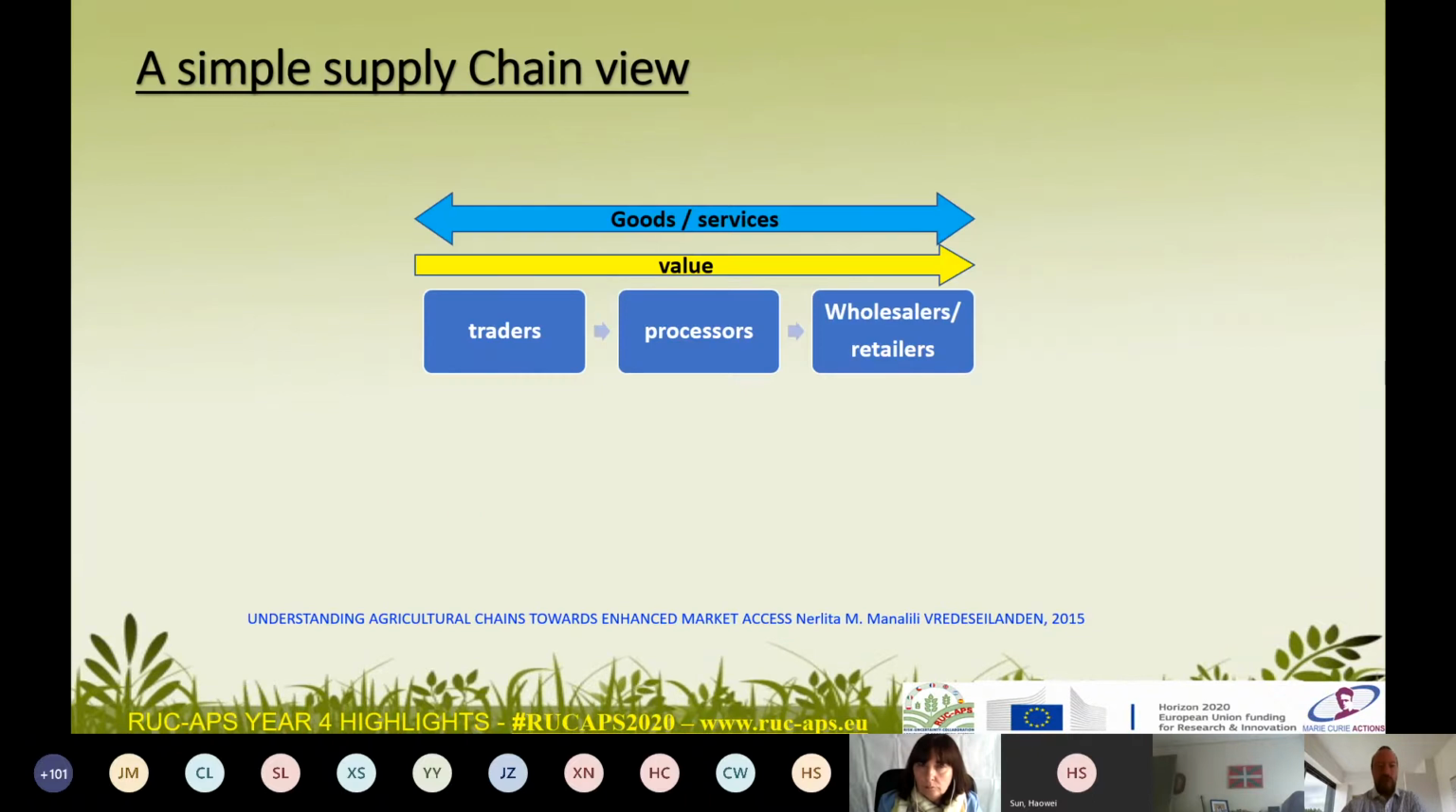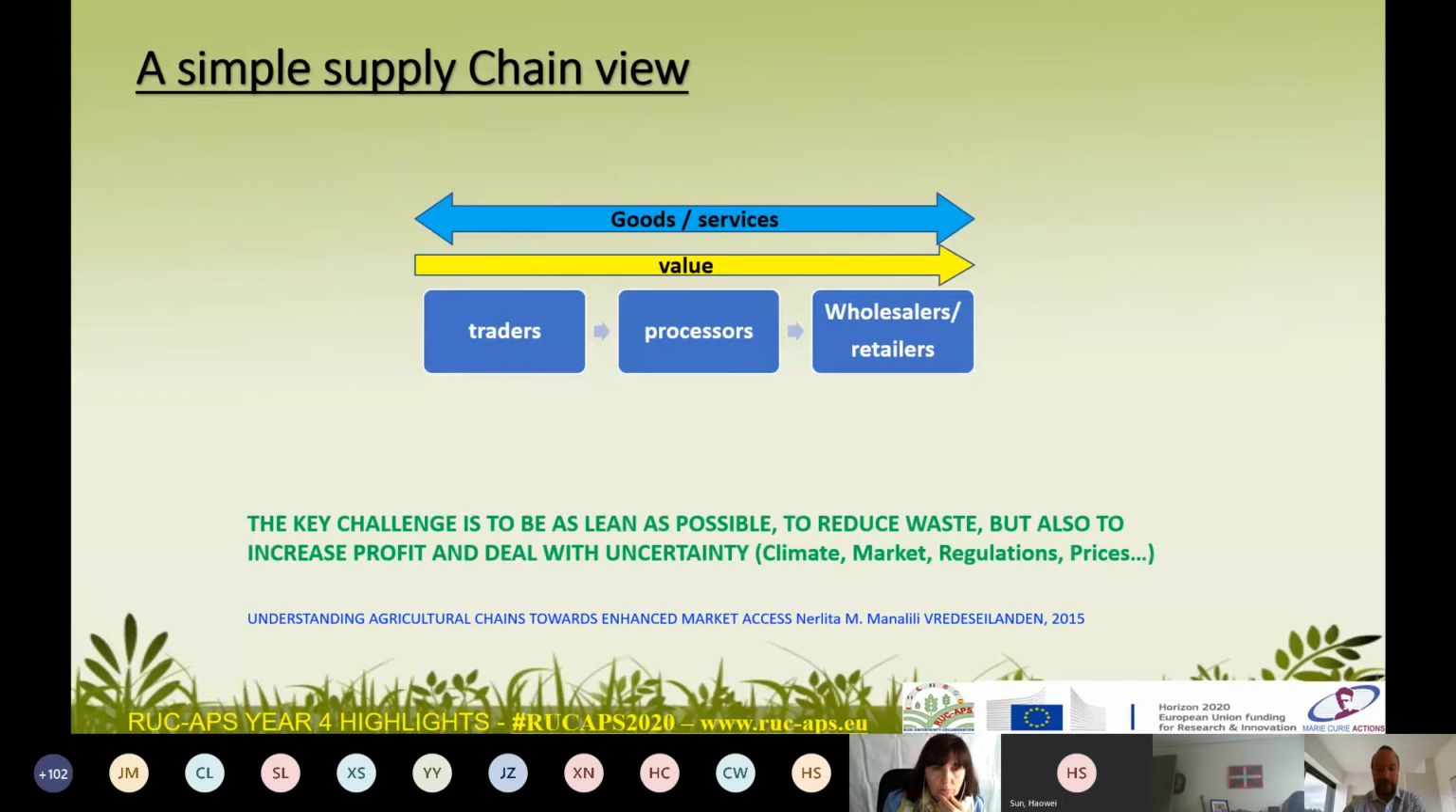So we need to understand what is the value, right? First of all, in an agriculture value chain, we have three main layers where value, goods and services go around. We have traders, we have processors, and we have wholesalers and retailers. So the key challenge is to be as lean as possible to reduce waste, but also to increase profit and deal with uncertainty, considering that we have climate, market, regulations, and prices in place.